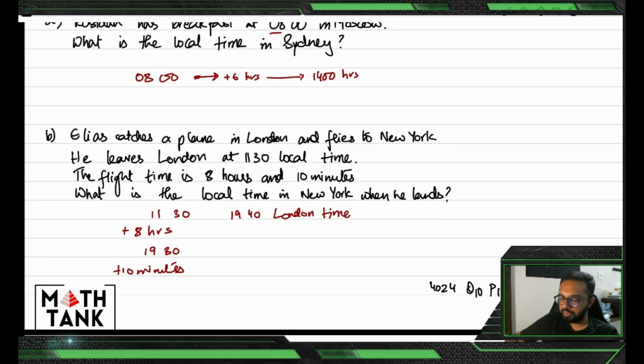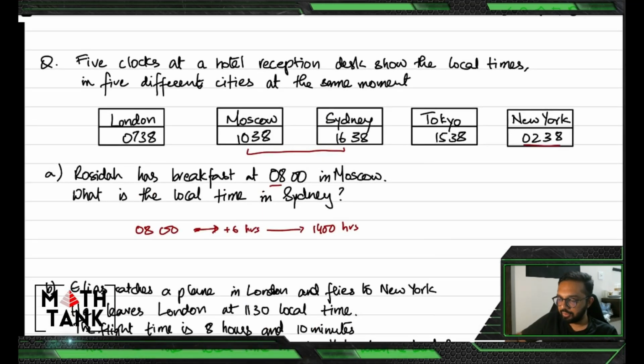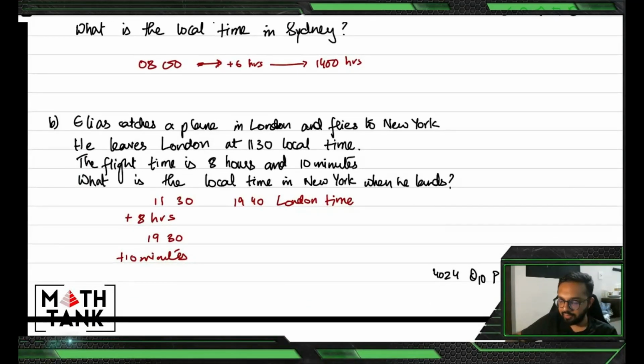Okay, what is the local time in New York when he lands? So 2:38 and 7:38, which means 5 hours behind. So I'm going to go 5 hours behind. 5 hours behind is 14:40 New York time. Okay, so that is what you need to understand.